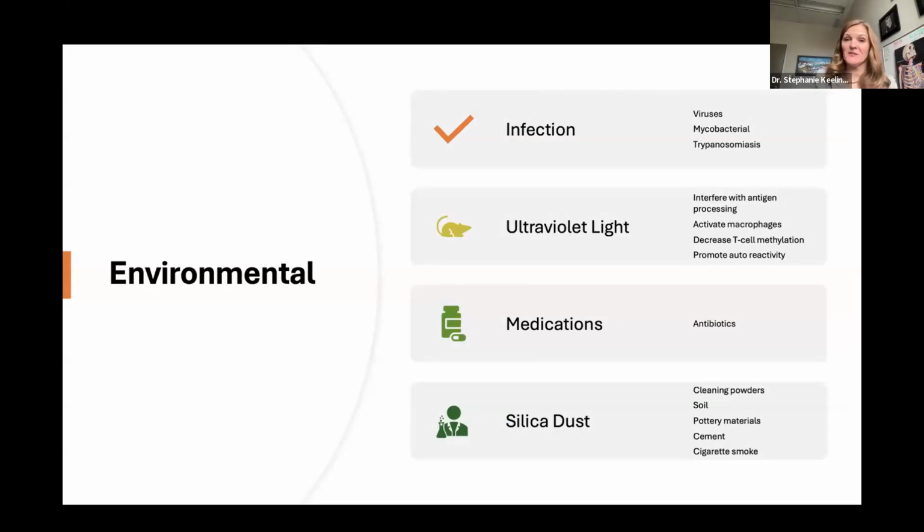Ultraviolet light's really important. We know UV light breaks things in your DNA and affects T cell methylation and antigen presentation. And so this is something you might see directly when you see a patient who goes out and then gets a very photosensitive rash. That's a nice, clear example of the triggers of UV light.